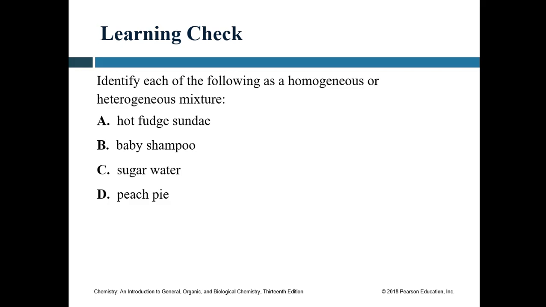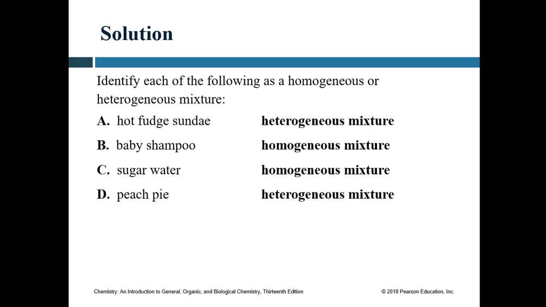So now then, you put this on pause and see if you can do this. Hot fudge sundae. You look at that, and yeah, you've got the ice cream that's white, and you've got the hot fudge that's chocolate. Okay, that is heterogeneous. Baby shampoo. Well, the baby shampoo all looks the same when you're pouring it out of the bottle. So looking the same, that's your clue, homogeneous. Sugar water. Well, that's just water that's got sugar in it that's stirred, and so it looks all the same. It's uniform, so that would be homogeneous. Whereas peach pie, I'm assuming you know that you've got the crust, you've got the peaches, you've got the yummy stuff in there, so that would be a heterogeneous mixture.